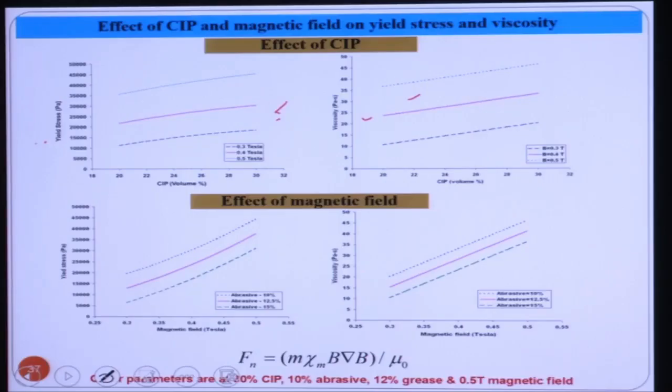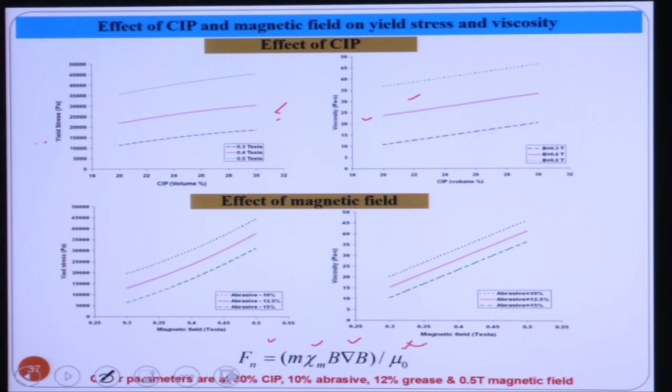So the force acting on a single CIP particle can be calculated as m chi_m B del B by mu 0. Here m is the mass of this spherical particle, chi_m is the mass susceptibility of this CIP particle, B is the magnetic field intensity, del B is the gradient of the magnetic field intensity, and mu 0 is the permeability of free space.